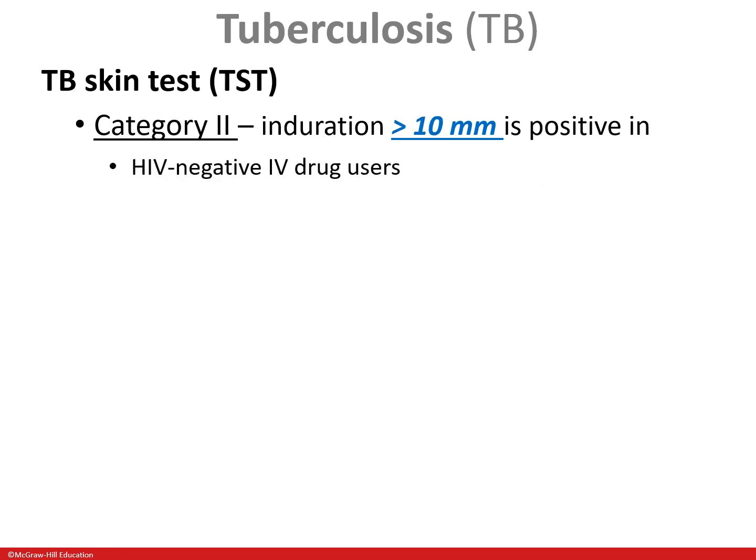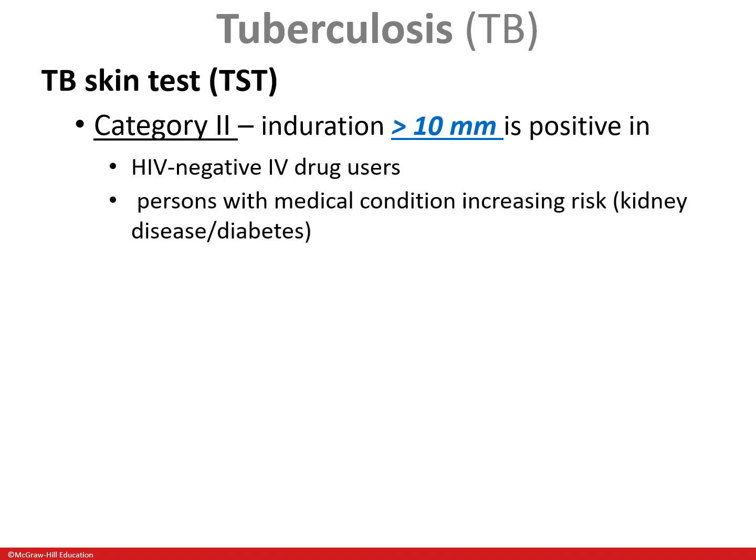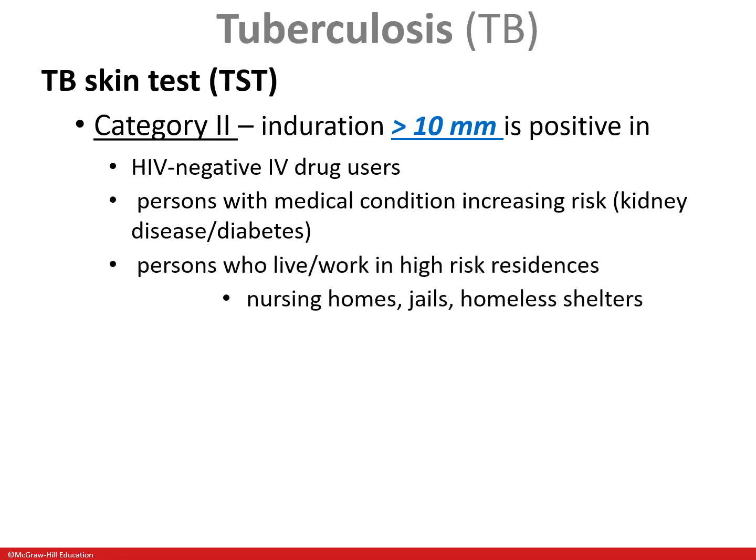Category 2 is if you're HIV negative, meaning you still have a fairly robust immune system, but you are an IV drug user. That puts you in Category 2. Also persons with other medical conditions that increase the risk, such as diabetes or kidney disease. And those persons who live and work in high-risk areas, so any place where you have crowding or high-risk individuals, places like jails and homeless shelters, would put you in Category 2.